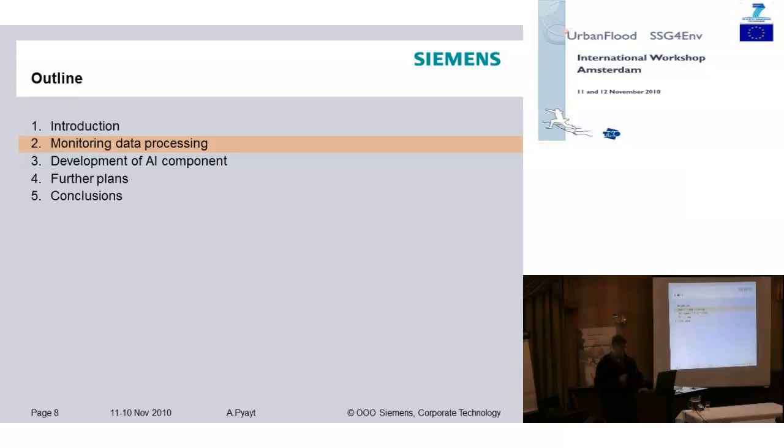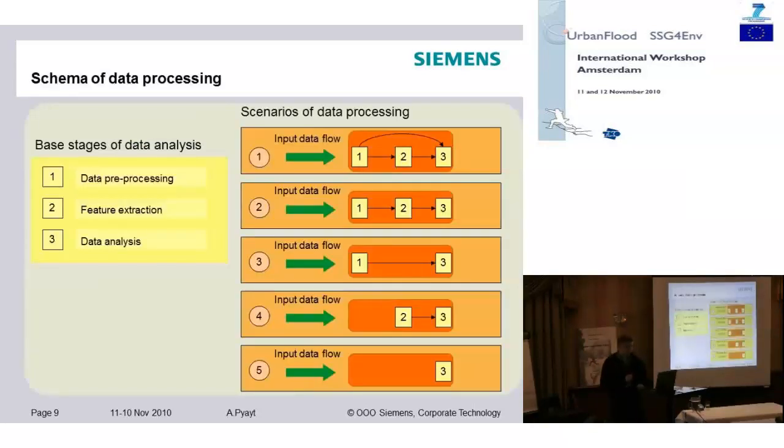Let's start with monitoring data processing. There are three main blocks in data processing: data preprocessing, feature extraction, and data analysis. Data preprocessing is commonly used to prepare raw data in such a form that it can be used for further analysis. These blocks can be used in different sequence. We can use as a first case both extracted features and raw data for further analysis, or they can use only features as in second case. Some blocks can be omitted.